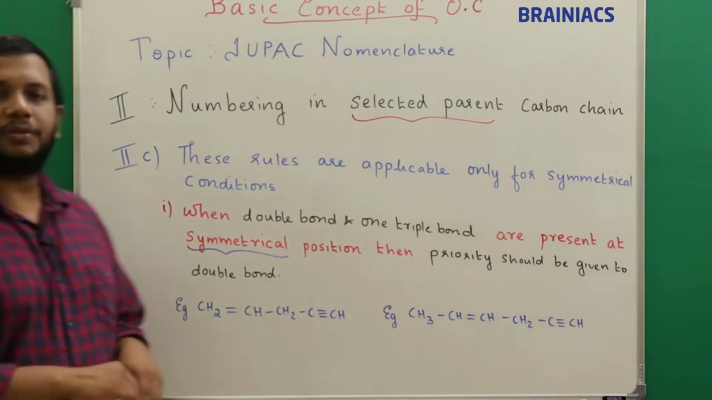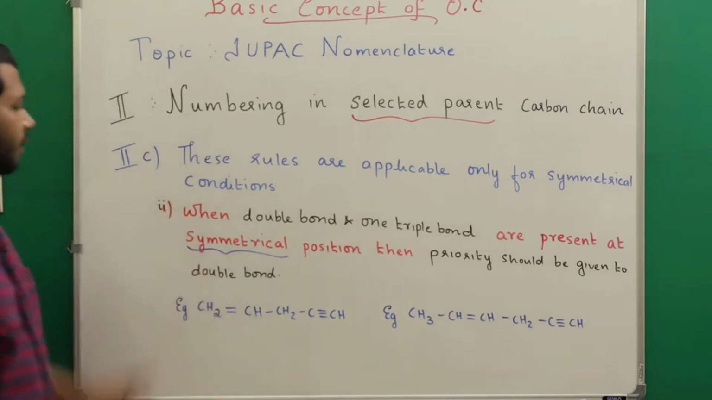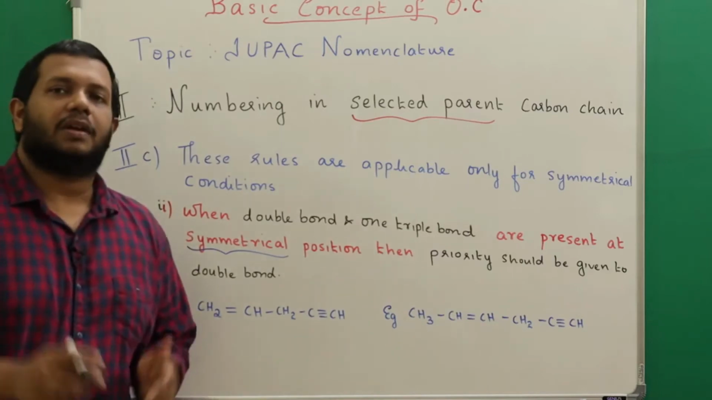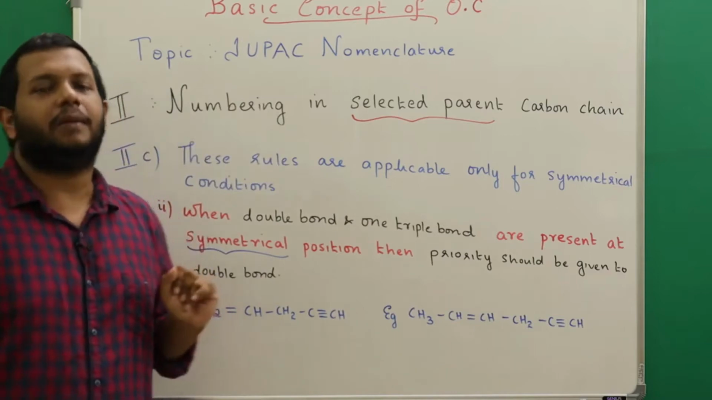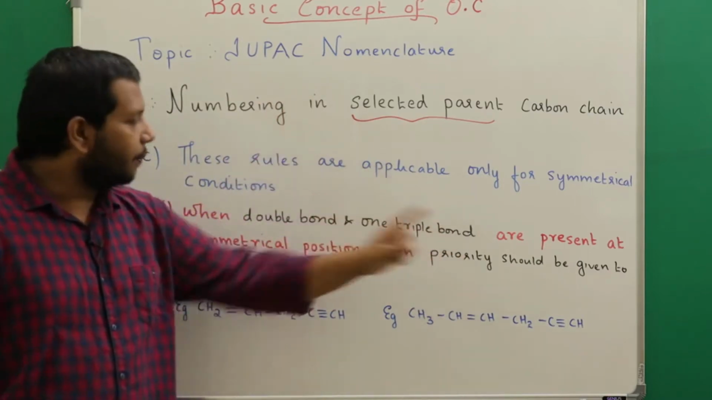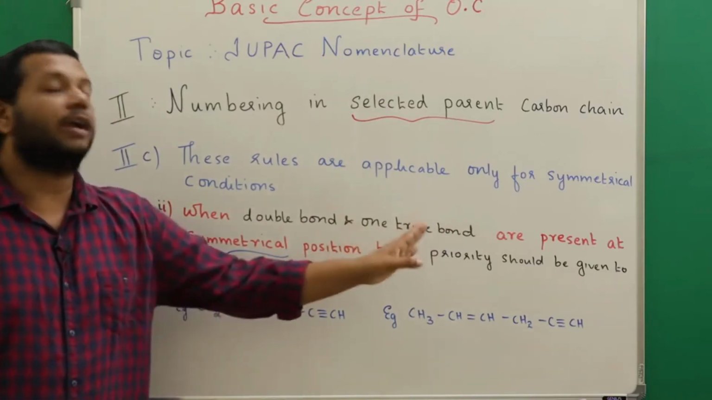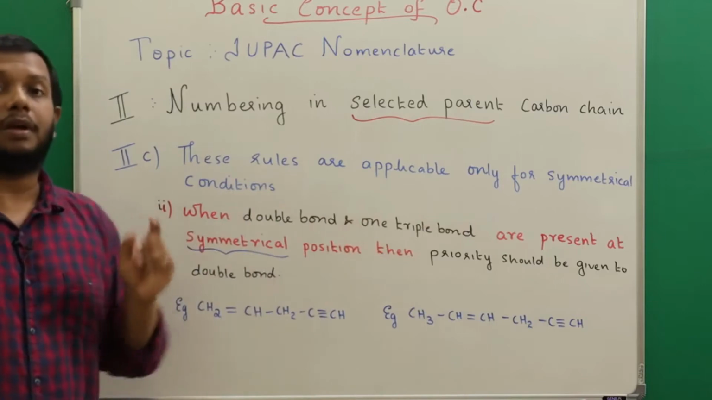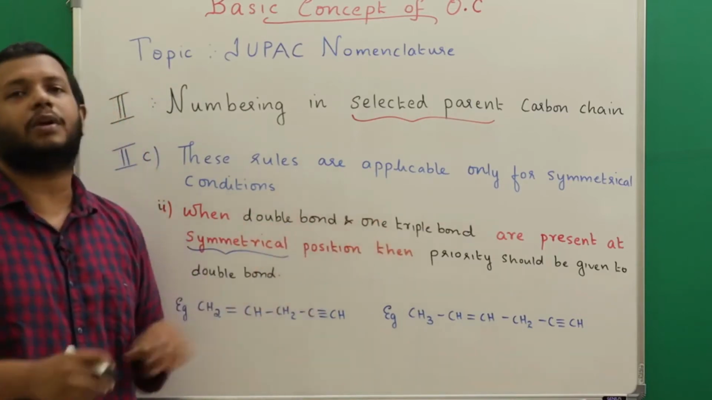So we will go to the second part of the rule. You can see here, second part. So what is the rule stating? The rule states that this is also applicable for symmetrical condition. It states that when a double bond and a triple bond are present at symmetrical positions, then the priority should be given to the double bond. So that means if they are at symmetrical positions, then only you should give the priority to what?